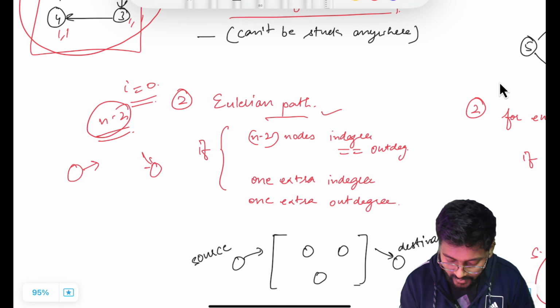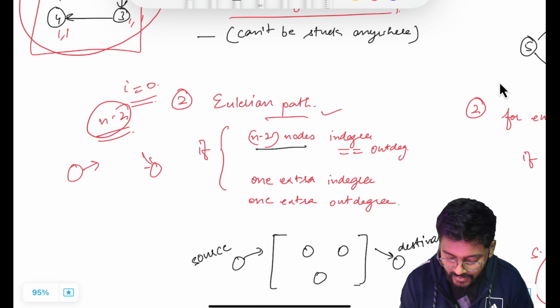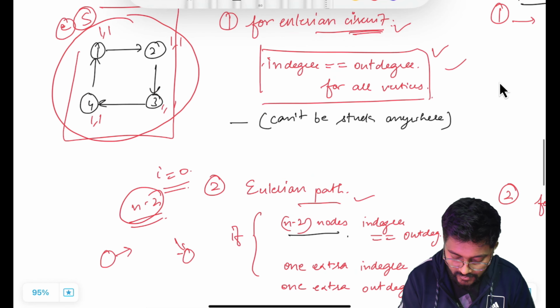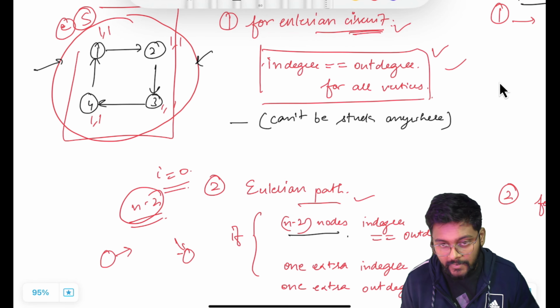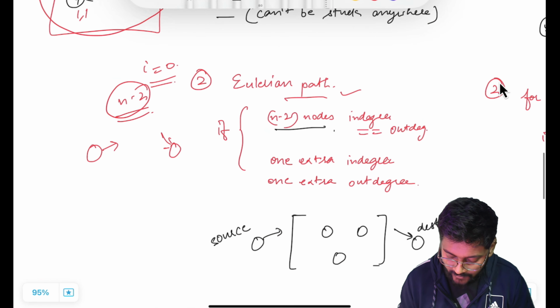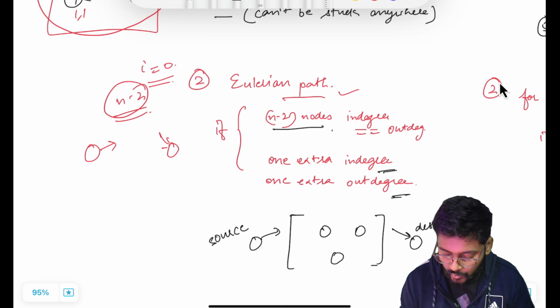I hope you are aware of these n minus 2 nodes. These n minus 2 nodes are clear to you, that in the same way we are going to process, coming into and going out of that node. And what about the other 2 nodes, with 1 extra in degree and 1 extra out degree?